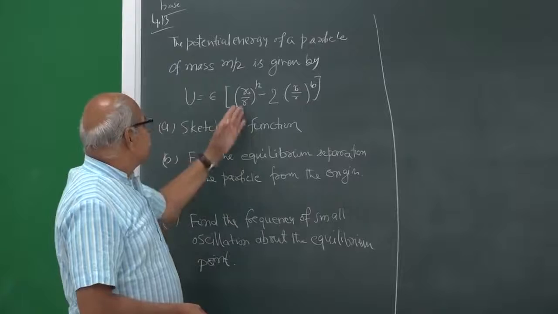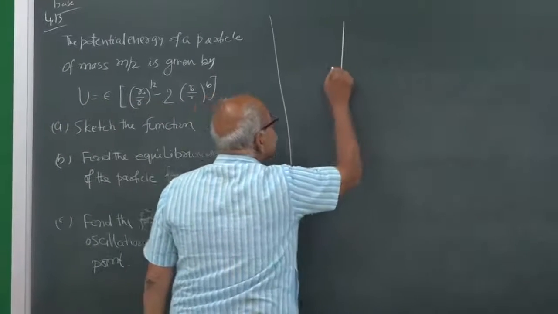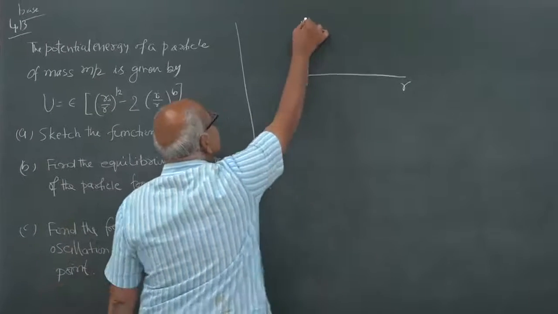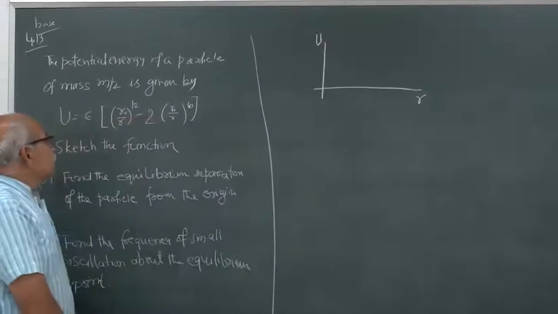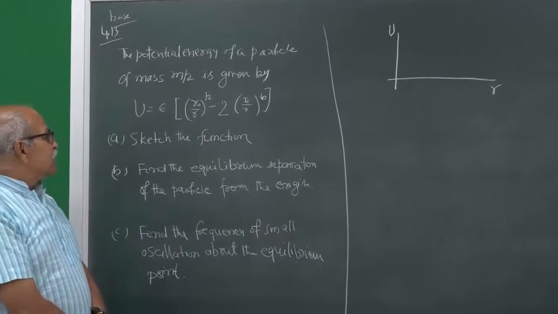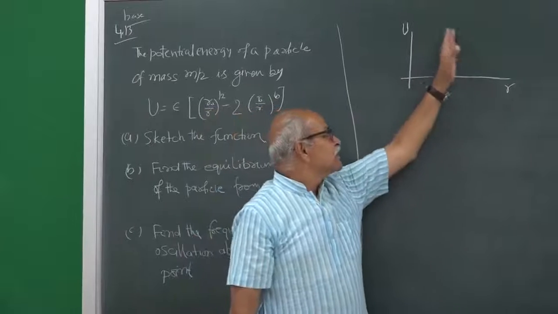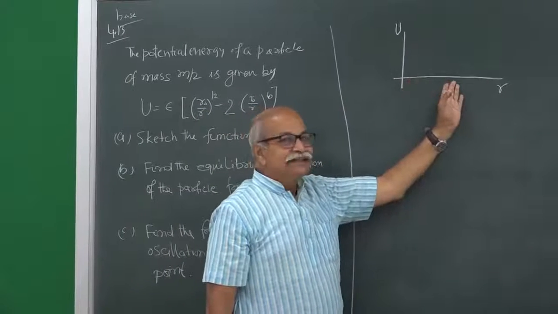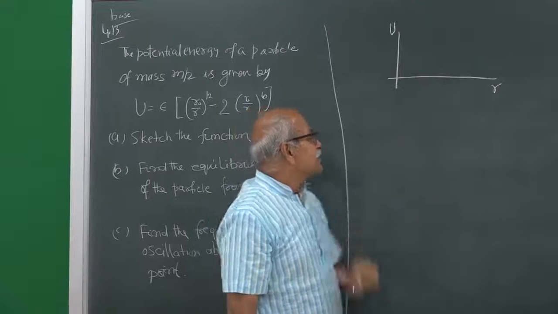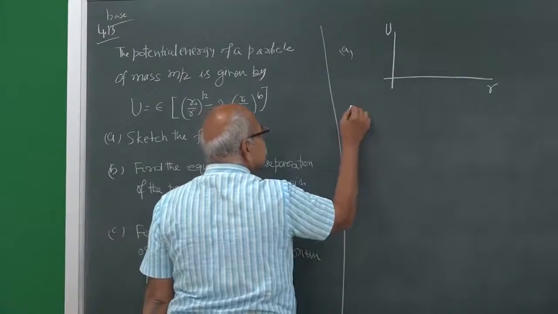So, sketch this function. I have to write r and this u, and how do I sketch? The first thing is: are there points where this u is 0? I want to know whether this curve cuts the r axis or not, and if it cuts, then at which points. So, to sketch, let us do all those exercises.